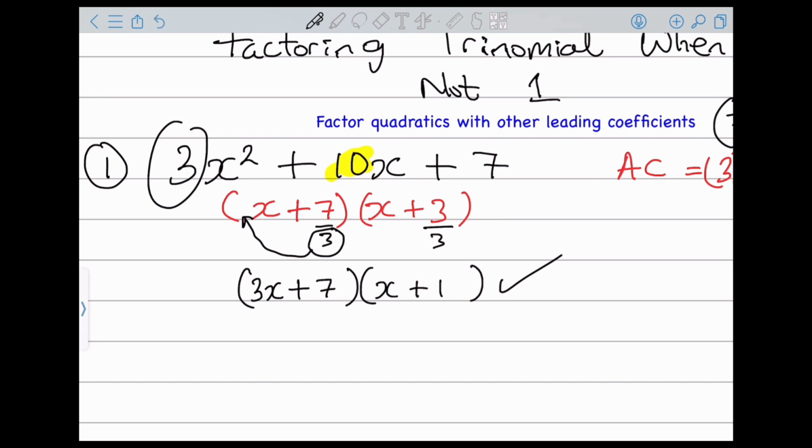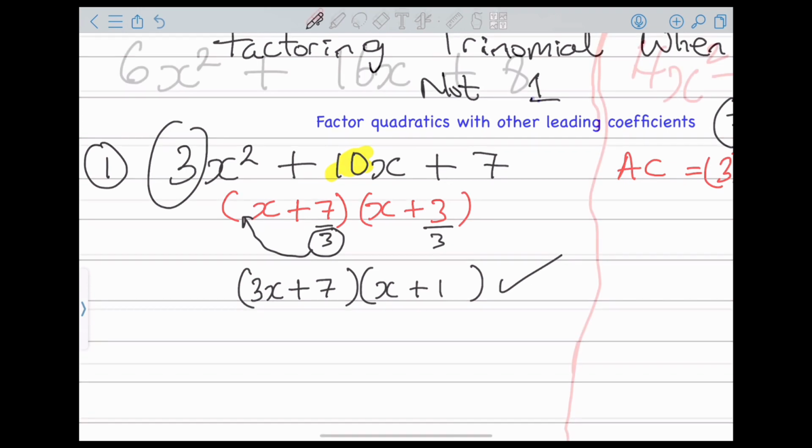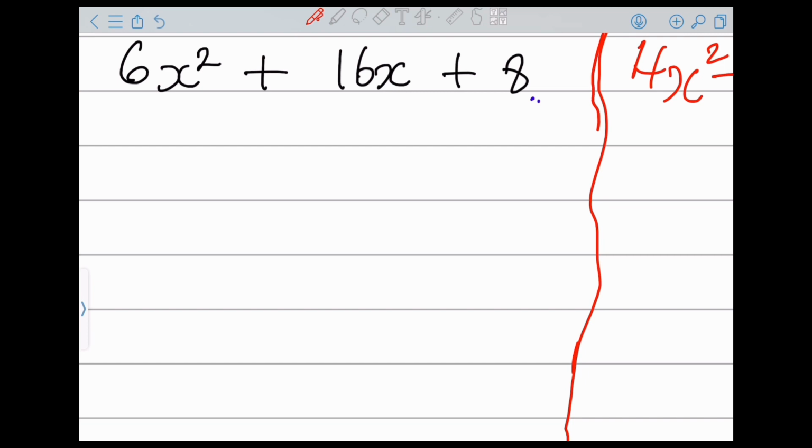Let's go to the next one. So let's look at this one. Remember, I told you to factorize. Looking at this, what method do we have to use? AC method, right. Why do we use the AC method? Because it's 6 times 8, we use the AC method.